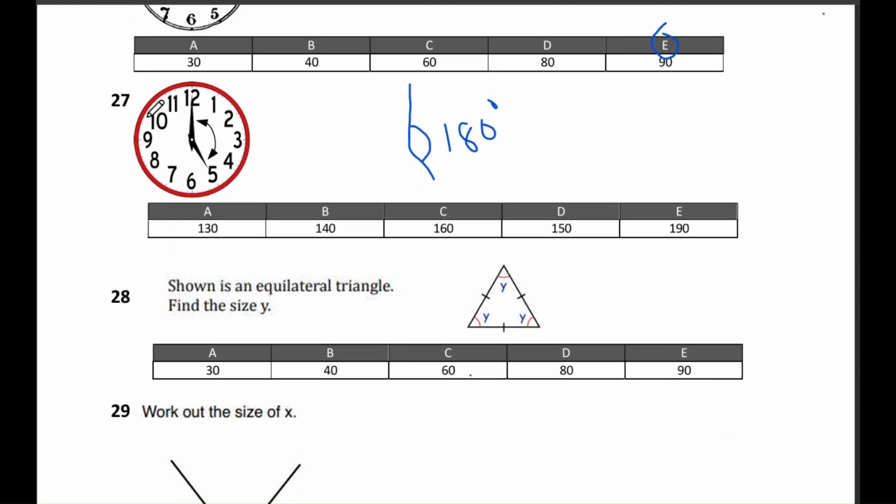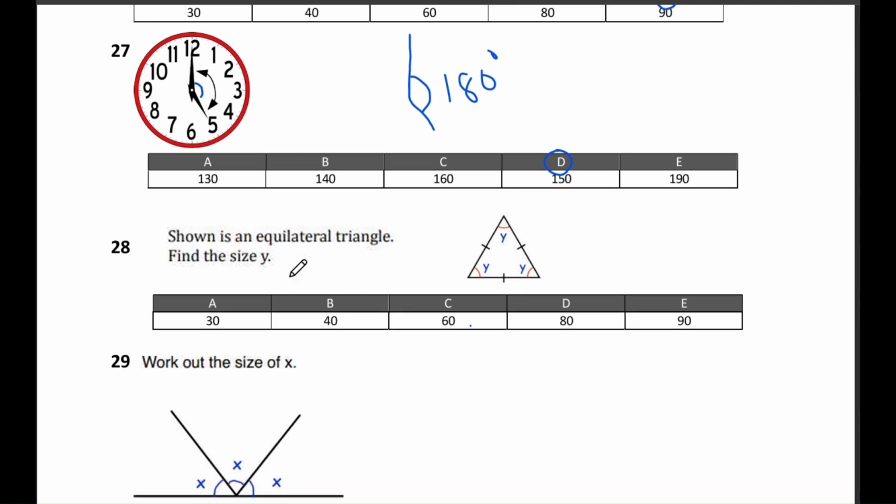Moving on to question 27. Work out the angle between the big hand and the small hand on another clock. The options are A is 130, B is 140, C is 160, D is 150, and E is 190. The answer is option D, 150. If we measure the positions of the hands on the clock, the space between them adds up to 150 degrees.